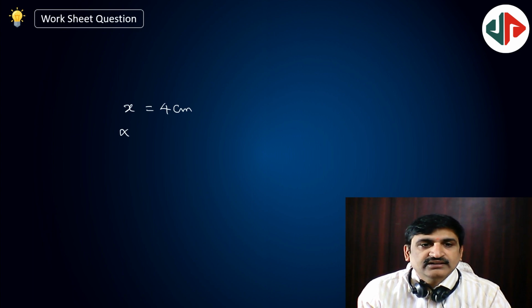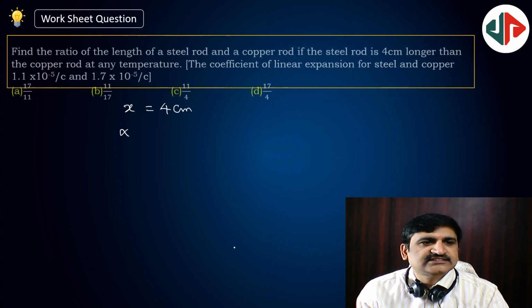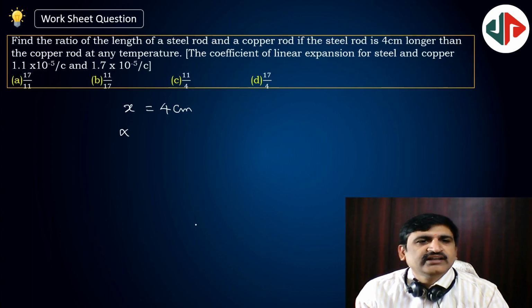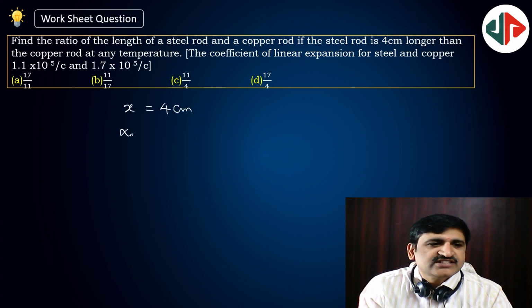Okay, I came back with those data. Let me go to slideshow. Yeah, and yes. So here the coefficients of expansion are, one is copper, one is steel. Okay, steel. Alpha of steel is 1.1 into 10 to the power of minus 5 per degree Celsius, and alpha of copper is equal to 1.7 into 10 to the power of minus 5 per degree Celsius.